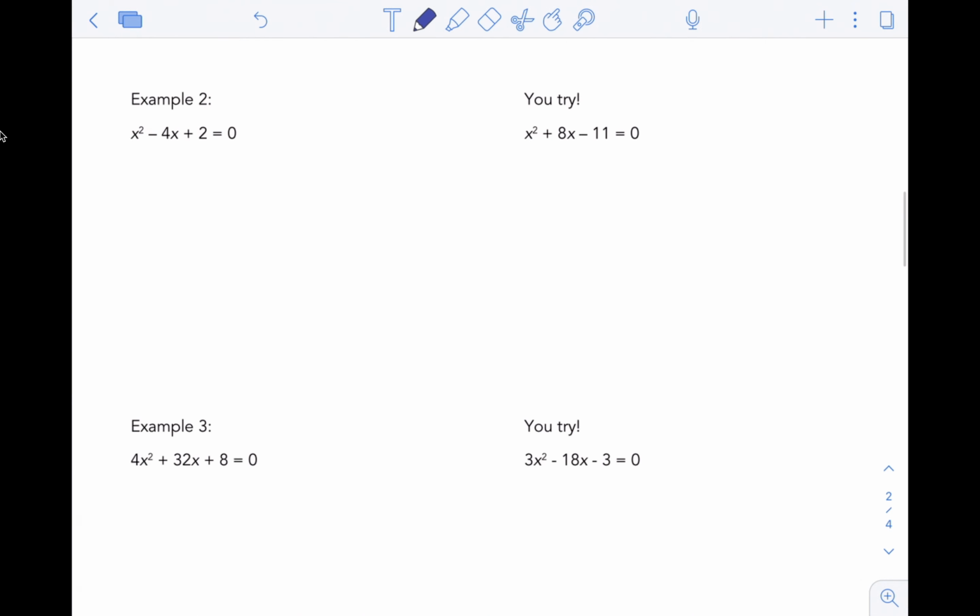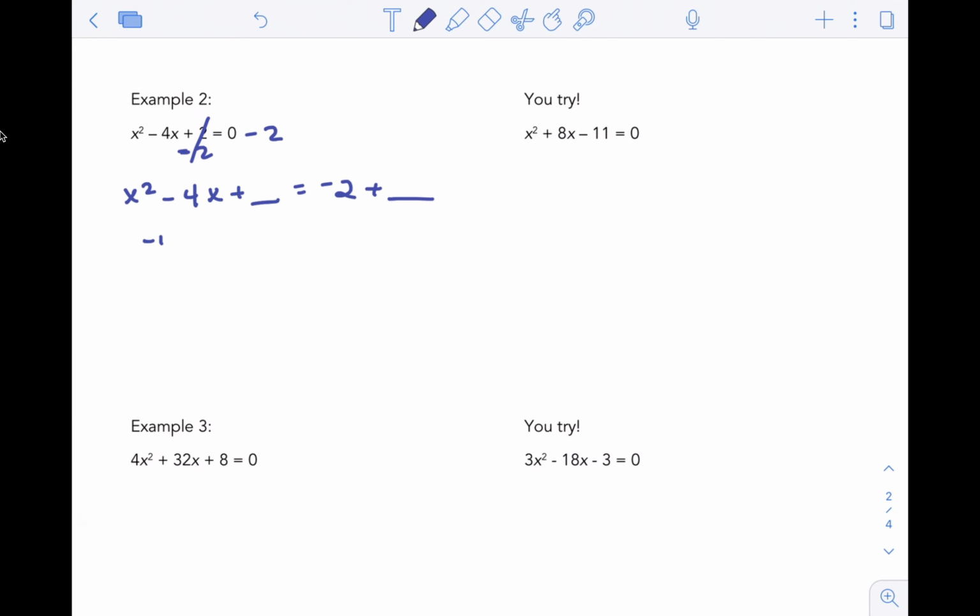All right, here we go. Step 1, make sure a equals 1. Solid, done. Step 2, kick out any constant and make room. So we have x squared minus 4x plus blank and negative 2 plus blank. Next step, take the middle, cut it in half, square it, add it to both sides.